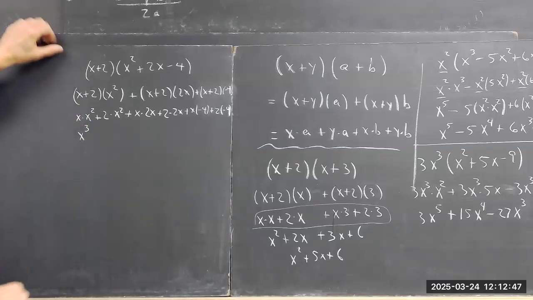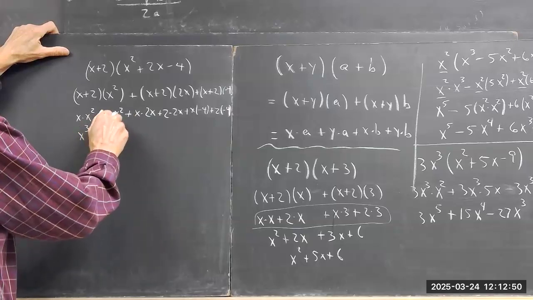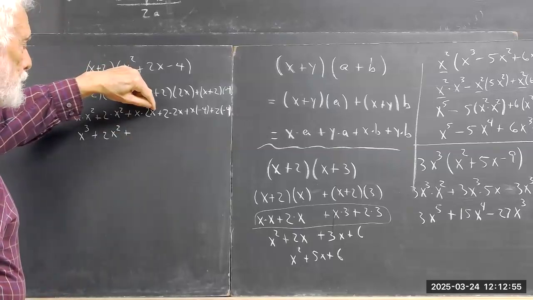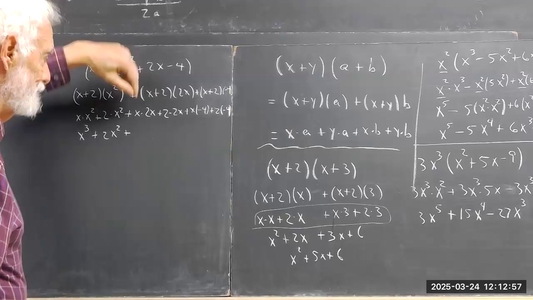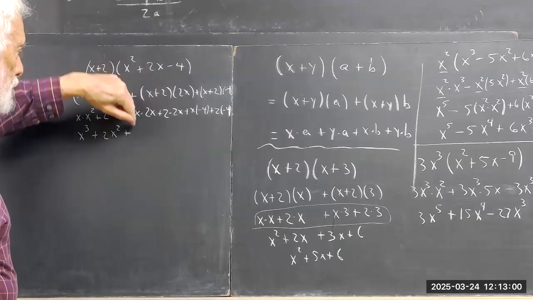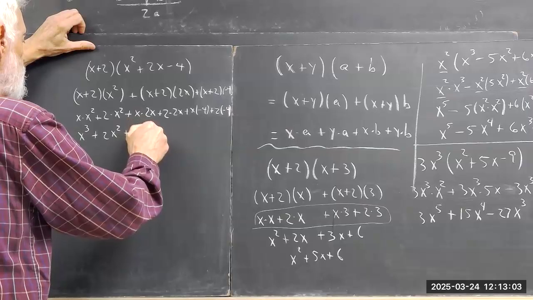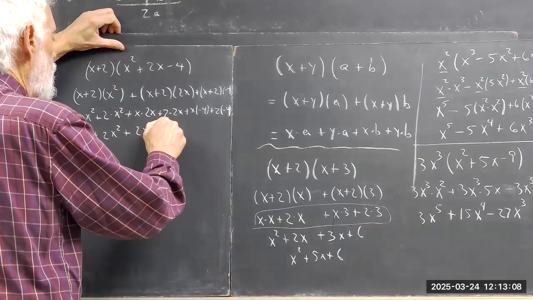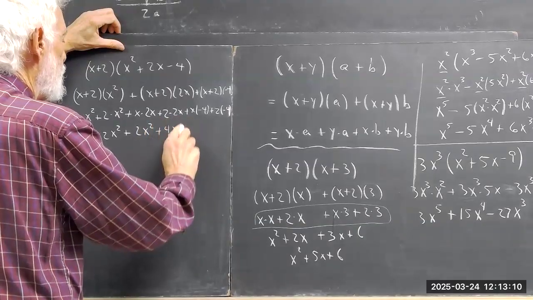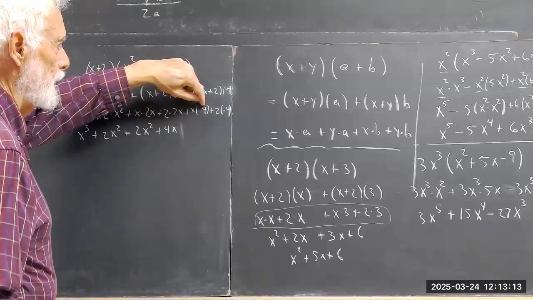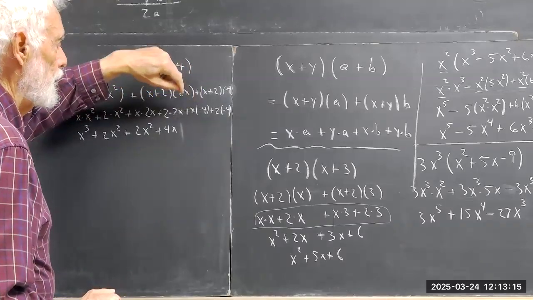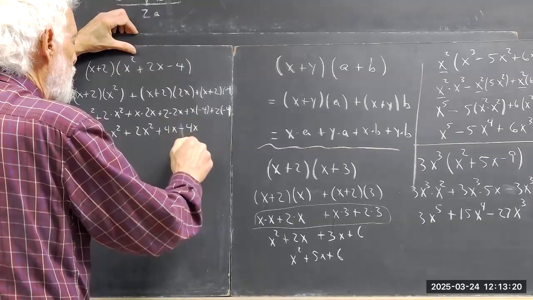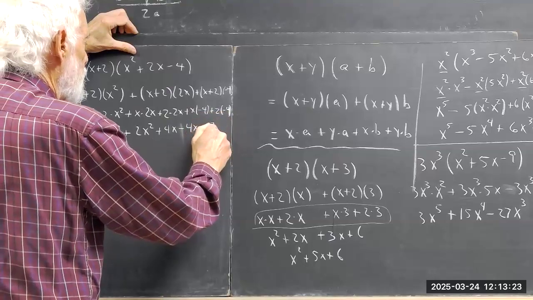Okay, x times x squared, we know now to be x cubed. 2 times x squared is 2x squared. X times 2x, well, we can see that x is going to be multiplied by x, and we're going to have the 2, so that gives us 2x squared. 2 times 2x is 4x. And then x times -4 is -4x. So adding a -4x is the same as doing -4x. And 2 times -4 is -8.